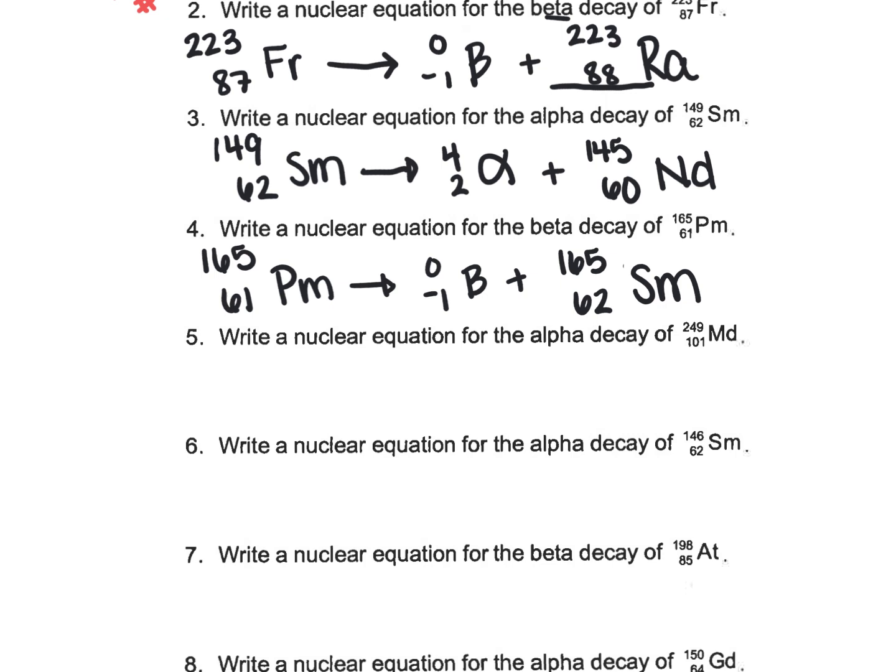Okay, for number 5, what are you starting with? What's your top number? Good. Md. And it's alpha decay, so what kind of particle does it shoot out? Okay, so the 4, 2. I'm going to write He this time. Is it the same thing? Yes. Good. What's your top number for your next product? 245. What's your bottom number? 99. And then what element has the symbol 99? Es.